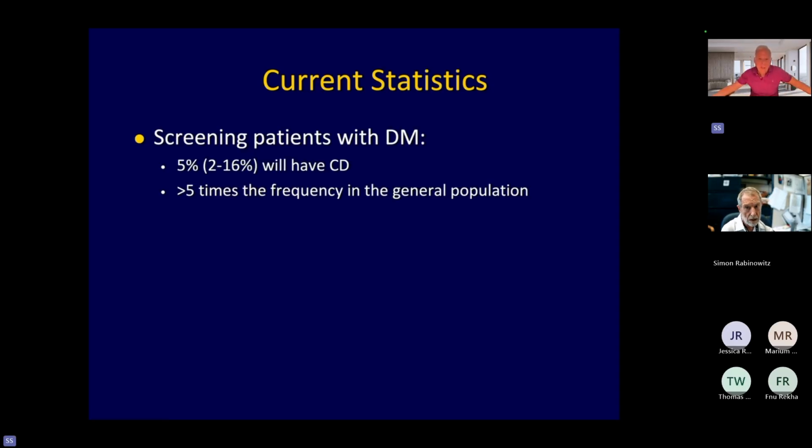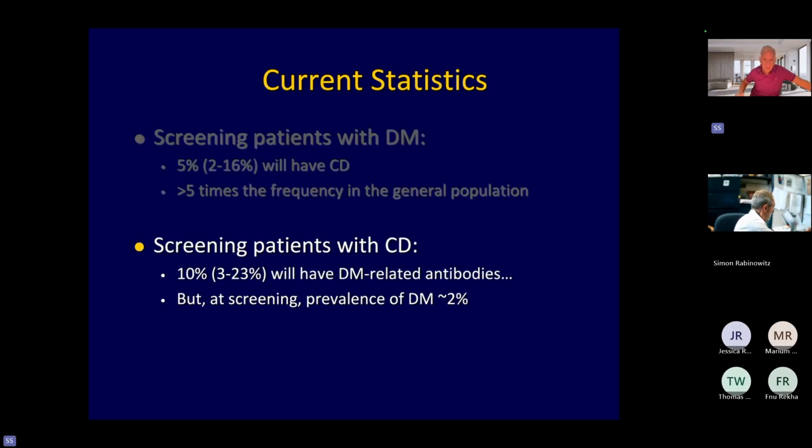So, if you screen patients with diabetes, up to 16% will have celiac disease. And there's a wide variability depending upon the clinic that one is looking at. And that's greater than 5 times the frequency in the general population. If you screen patients with celiac disease, 10% or 3 to 23% will have antibodies that are related to diabetes, but the presence at screening of the disorder itself is only about 2%.